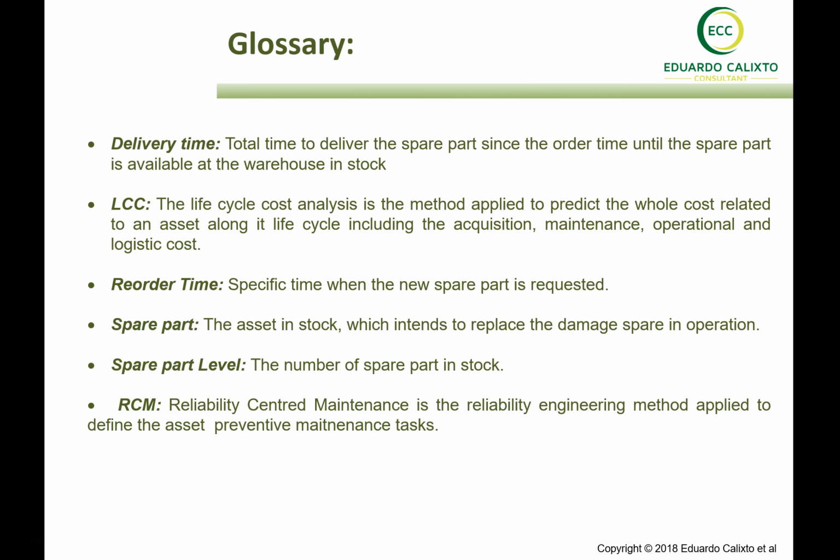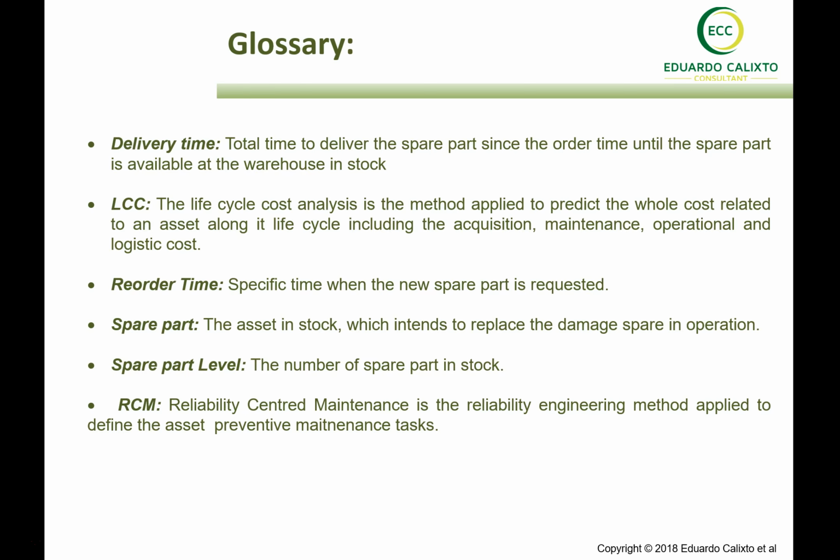Here we have some basic concepts related to spare parts, such as delivery time. Delivery time is the total time to deliver spare parts, from the order time until the spare part is available in the warehouse in stock. Life cycle cost, which we already discussed in the previous module, is the method applied to predict the whole cost related to an asset along its life cycle. That includes acquisition, maintenance, operation, and logistic cost.